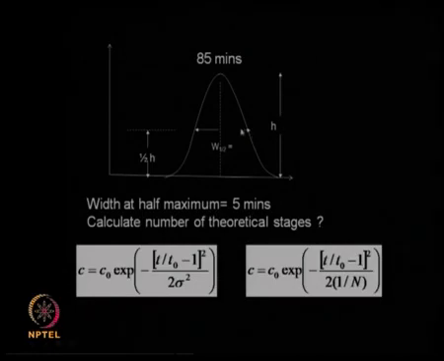So, at this place the concentration C divided by C naught will be 0.5, and the time will be 87.5 minutes because this is 85 minutes and this width is 5 minutes. So obviously this is 5 by 2 plus 85, 87.5. So the time here is 87.5 and T naught is 85, C by C naught is 0.5. So only unknown is N. So you can calculate the number of theoretical stages.